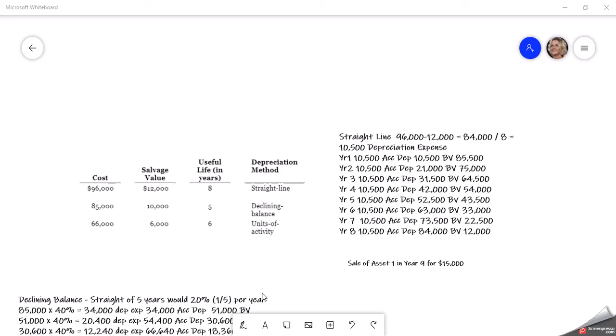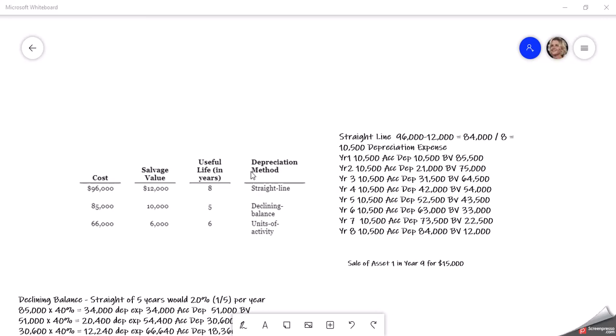Okay, this is a video of how to calculate depreciation expense using our three different methods: straight line, declining balance, and unit of activities. I've already kind of started setting it up to save a little bit of time, but with our straight line calculation, we're going to take our cost of $96,000, subtract the salvage value, which gives us $84,000 as our depreciable base.